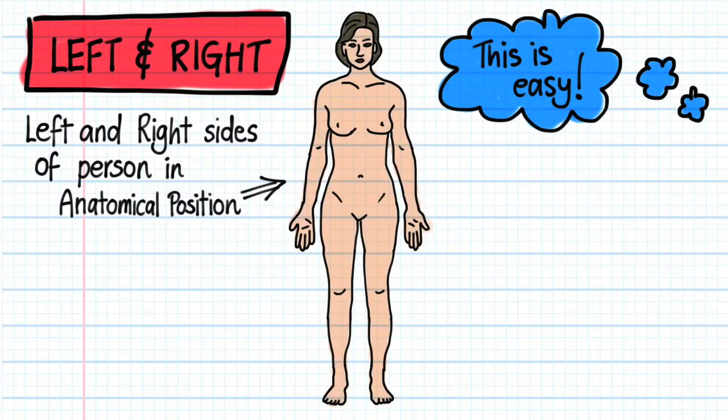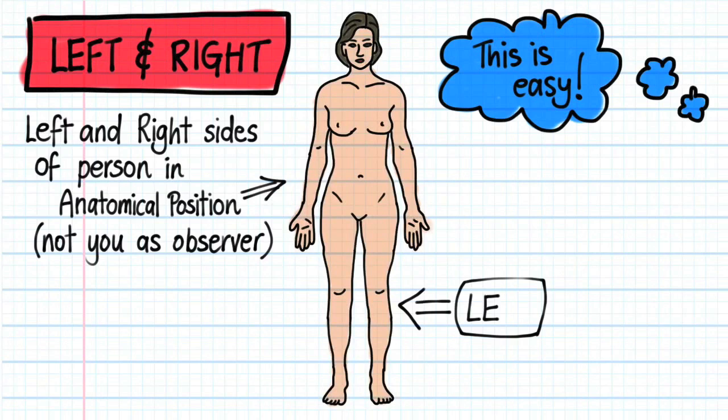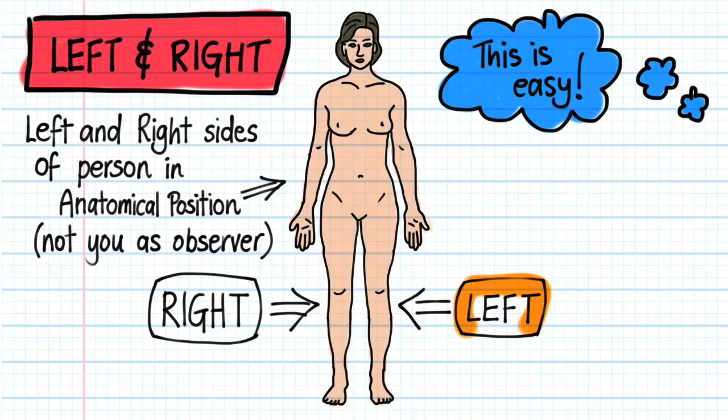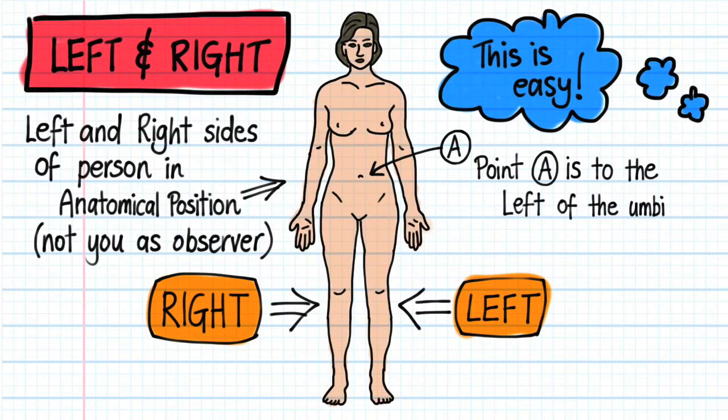We are not referring to the left and right sides of the observer, which in this case would be you looking at this drawing. Consequently, for the woman in this picture, this is her left side and this is her right side. So if you were asked in a test to describe the position of, say, point A relative to the umbilicus or belly button, the correct answer would be point A is to the left of the umbilicus.